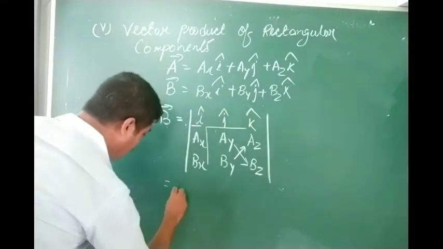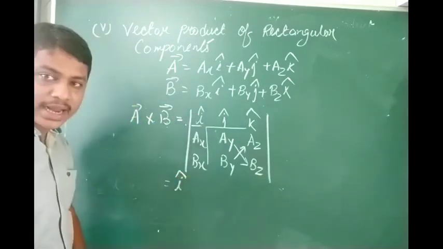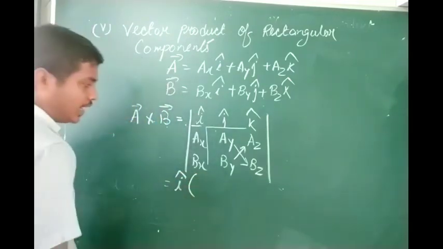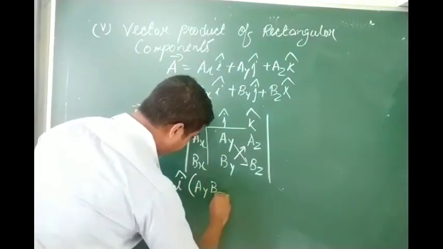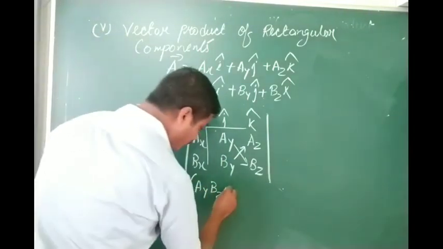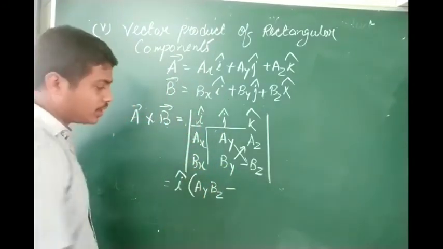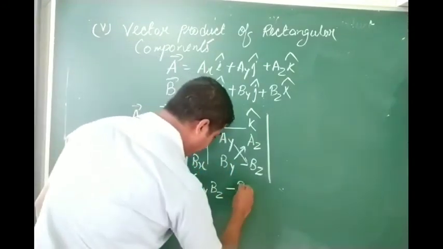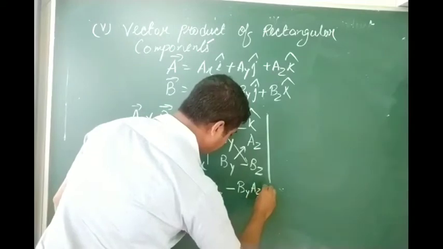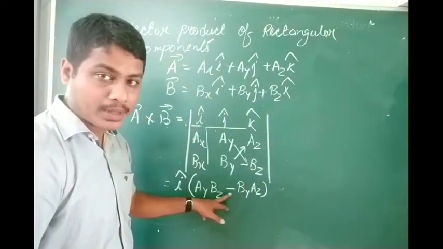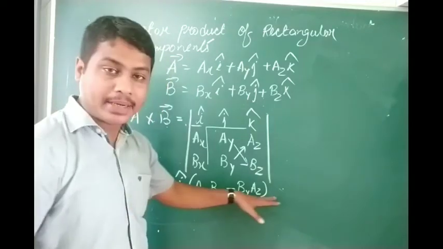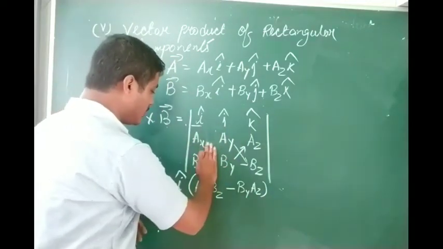Firstly you write which one you have selected. I have selected i cap. In bracket you write ay bz. You have to put a minus in between, by az. There should be a subtraction in between. Next, i cap I have done. Next I will be moving to the next vector.